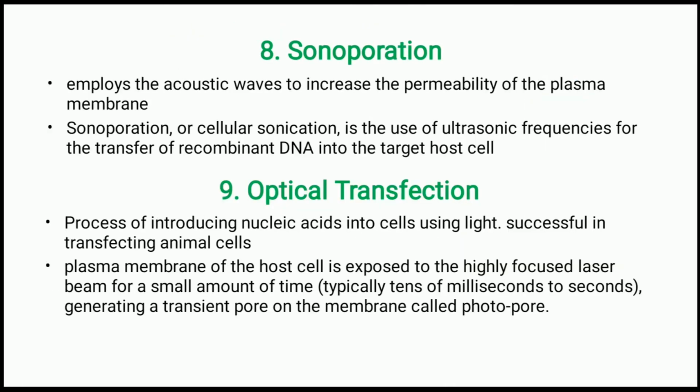This employs acoustic waves to increase the permeability of the plasma membrane. This is also known as cellular sonication, which uses ultrasonic frequencies for the transfer of recombinant DNA. Another method is called optical transfection. This process employs light sources. The plasma membrane of the host cell is exposed to a highly focused laser beam for a small amount of time that will expand the membrane, and through the expanded size the recombinant DNA will enter inside. This kind of pore is called a photopore. Sonoporation and optical transfection are not widely in use.